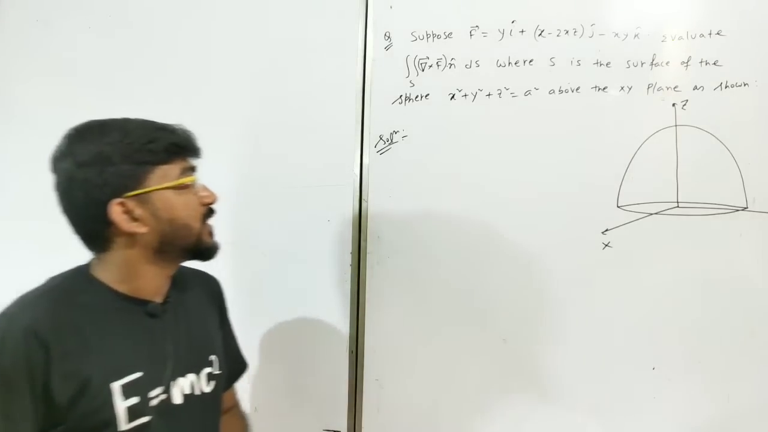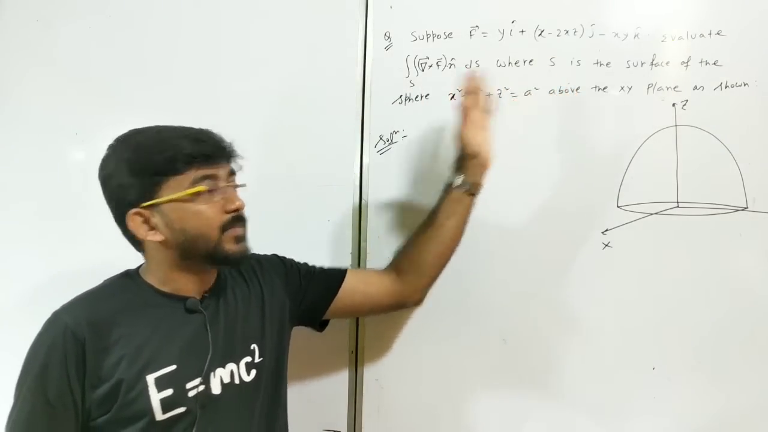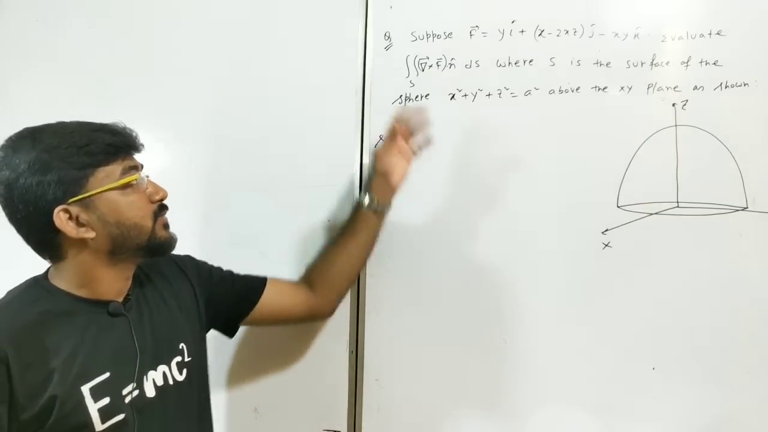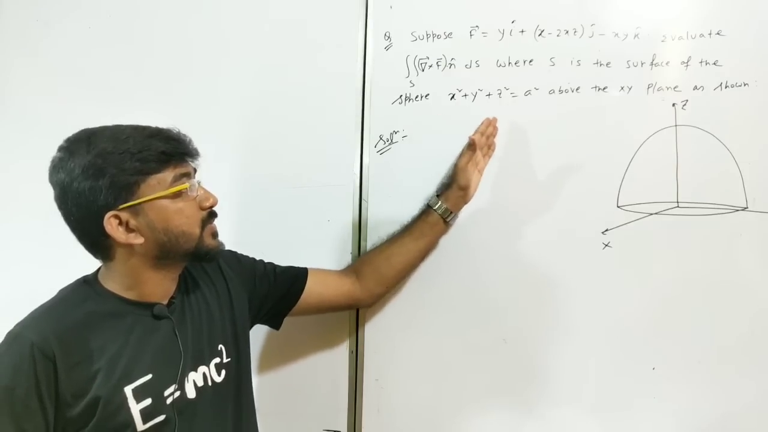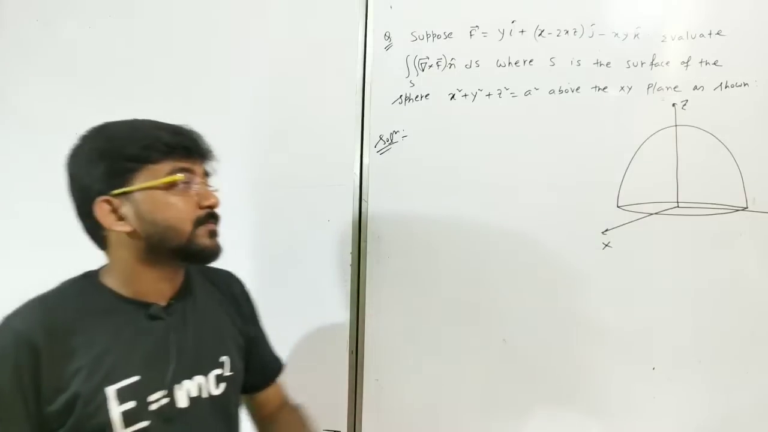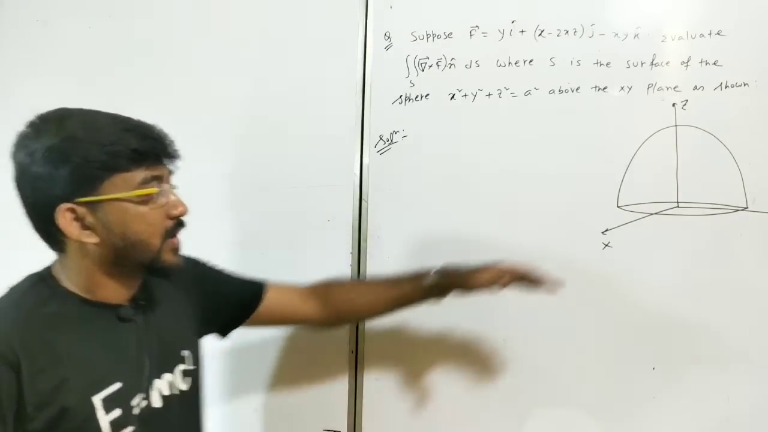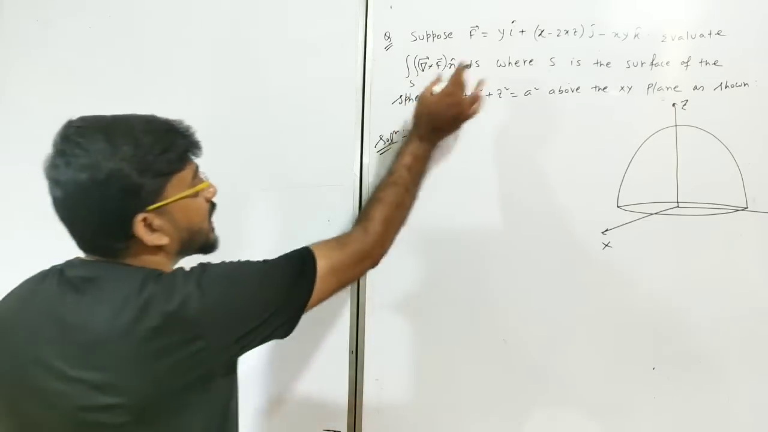Here the question is that we are given F equals y i cap plus (x minus 2xz) j cap minus xy k cap, and we have to evaluate the integral of curl F dot n cap dS, where S is the surface of the sphere x square plus y square plus z square equals a square above the xy plane. So this is the surface of the sphere situated above the xy plane, and we have to evaluate this curl F dot n cap dS.